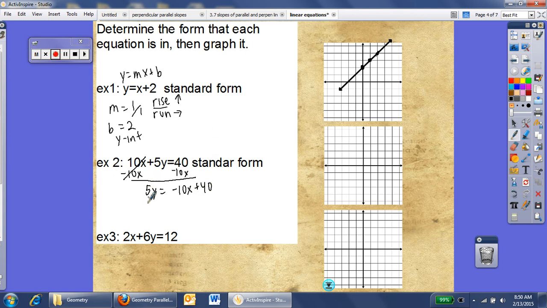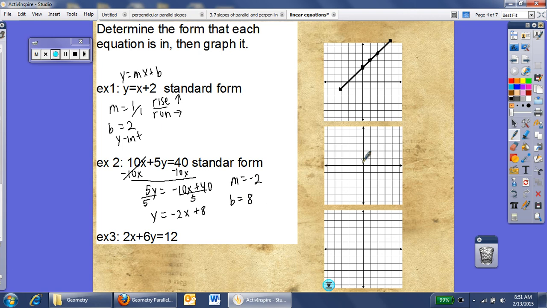Now we need to get rid of this 5, so we can divide by 5 on both sides. We're left with y equals, and now breaking this up, negative 10 divided by 5 is negative 2x, and 40 divided by 5 is 8. Now that it's in slope-intercept form, we know that the slope is negative 2, given here, and the y-intercept, b, is 8.